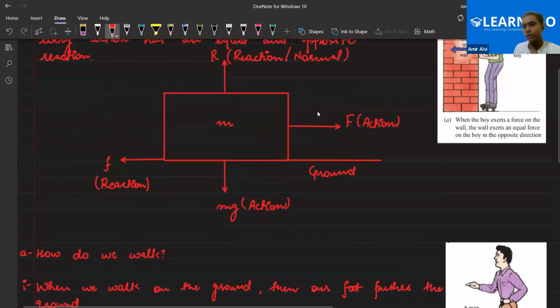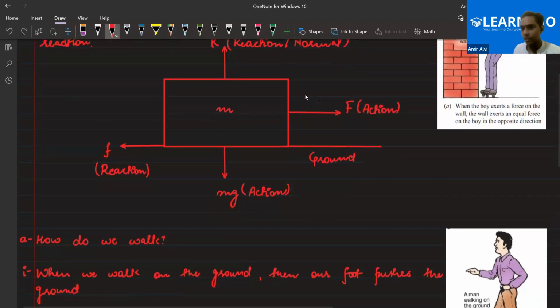Okay, everyone, in this diagram, please remove that acceleration, because if this body is in equilibrium, there will be no acceleration. Okay, because the force and the reaction force are unequal in nature. Please remove that acceleration word.